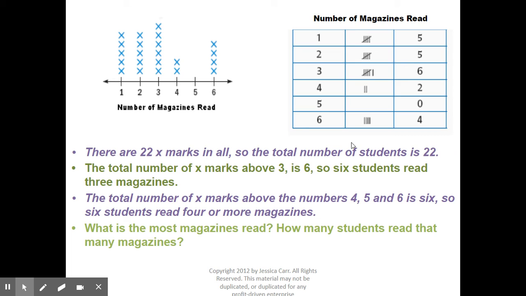There are 22 marks in all, and they get this by counting all the X's. So the total number of students is 22. The total number of X marks above 3 is 6 to match here. So 6 students read 3 magazines. So the total number of X marks above 4 is 2.